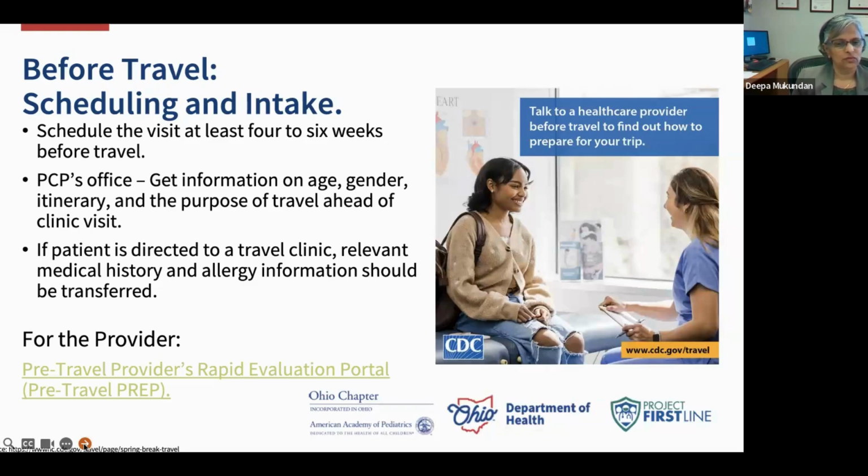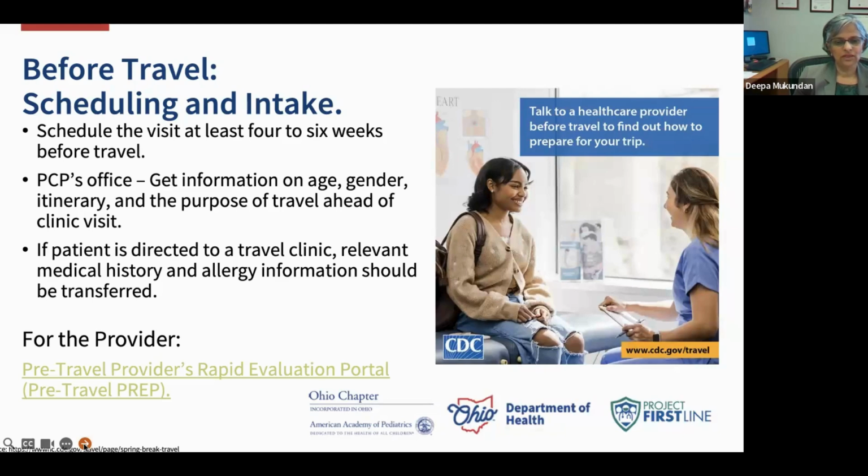Now, essentially, before travel, you need to get information about the patient. Like I said, itinerary and the purpose of travel. Purpose of travel is extremely important because that will assess your exposure risk. So if you're traveling as a tourist versus somebody who's going there to study abroad or visiting family and friends, your risk exposures are very different.